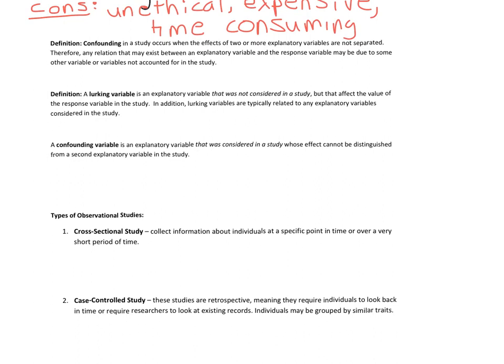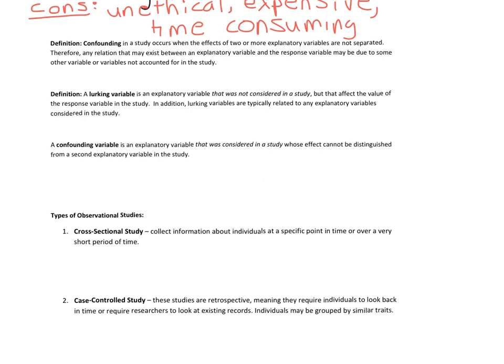Confounding in a study occurs when the effects of two or more explanatory variables are not separated. Therefore, any relation that may exist between an explanatory variable and the response variable can be due to some other variable that is not accounted for in the study. All right, so that's why it's important when you're doing observational studies to take things like lifestyle into consideration and try to weed out as many explanatory variables as possible.